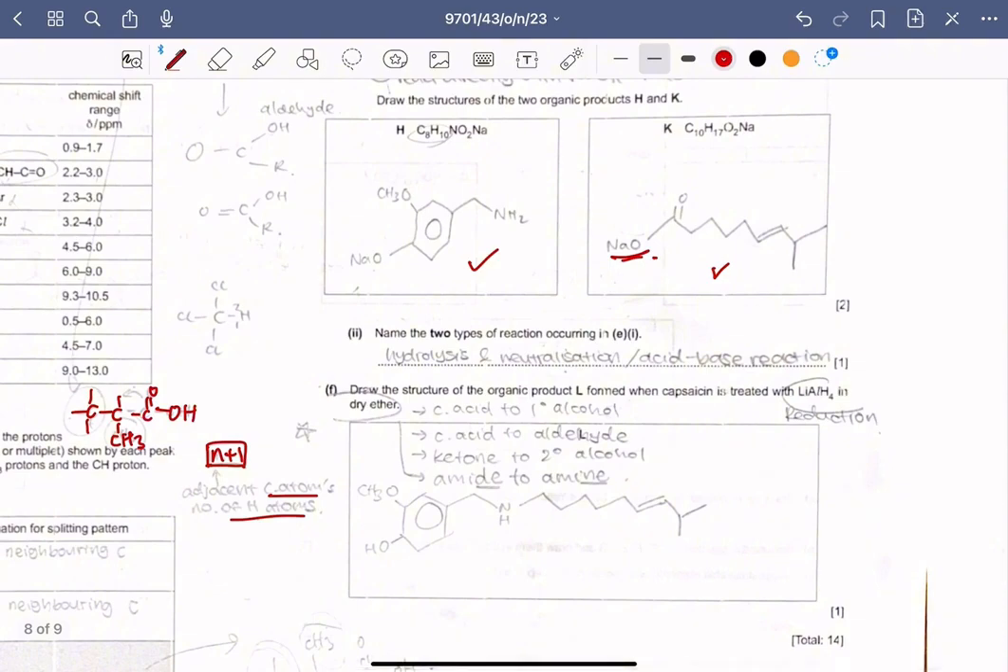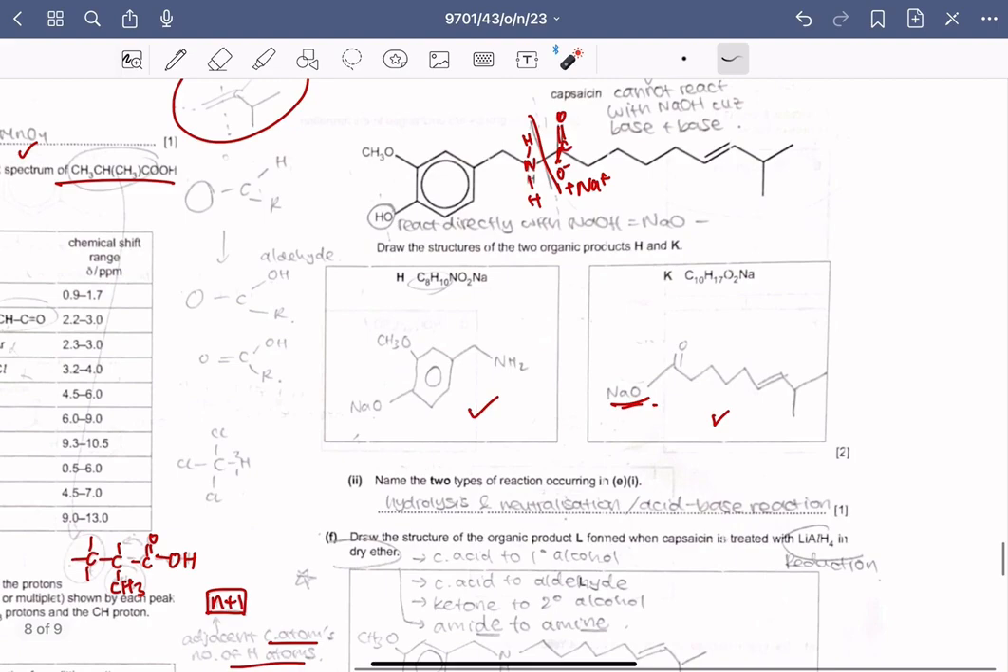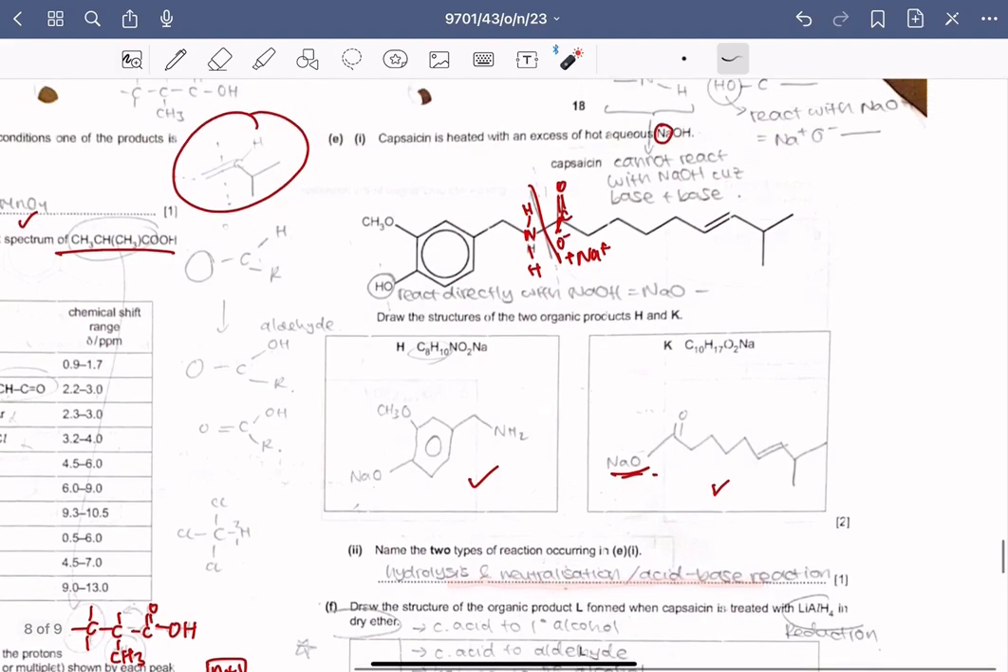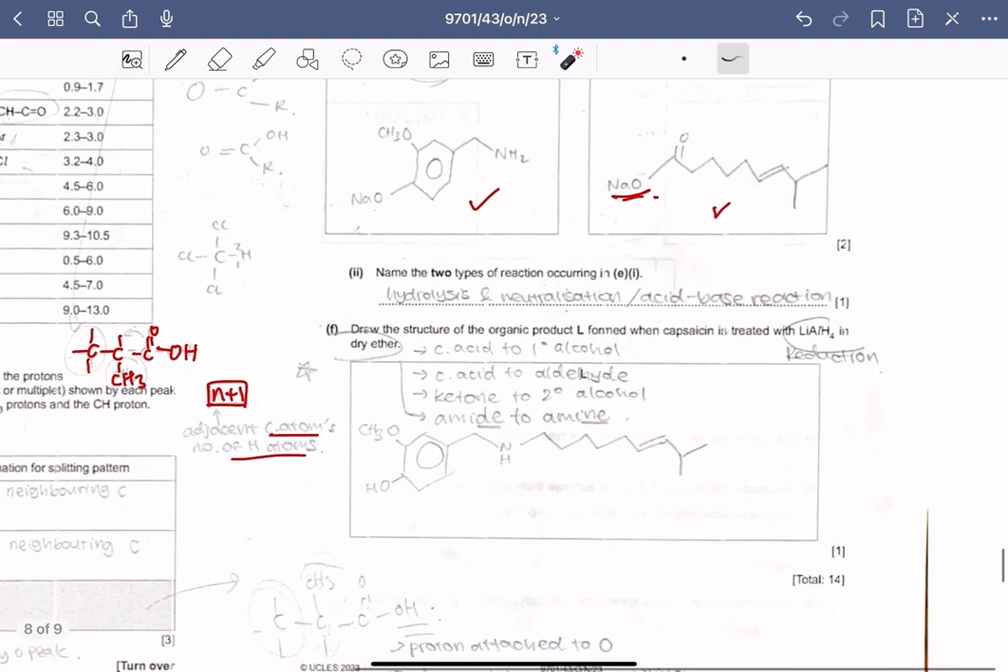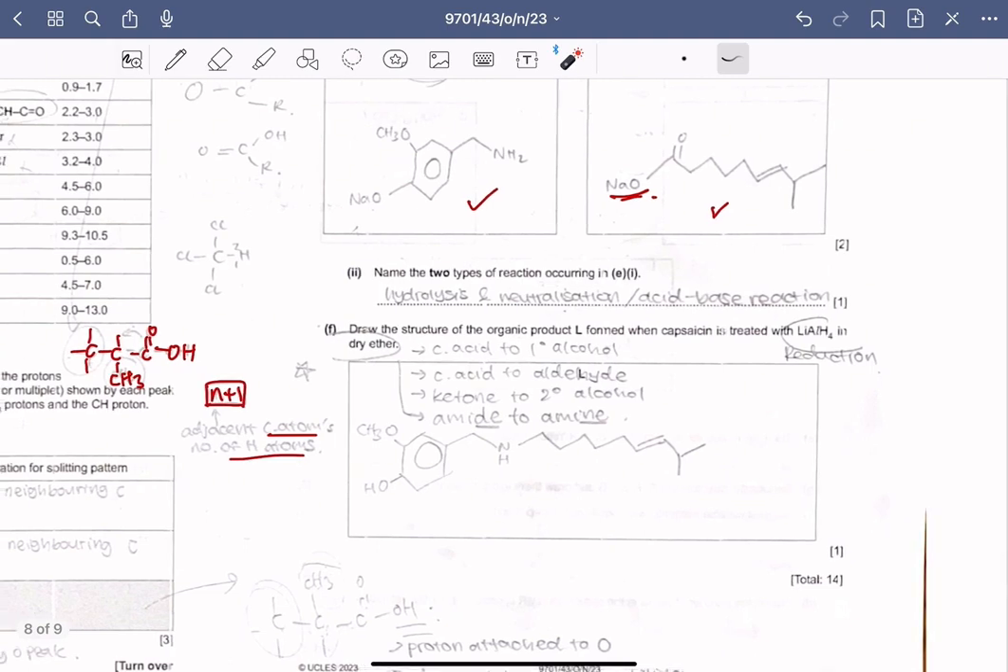Name the two types of reaction occurring in EI. It's called hydrolysis and neutralization, or acid-base reaction. Because hydrolysis is first, hot aqueous NaOH breaks or hydrolyzes the peptide bond, and so later the OH is neutralized with NaOH, forming Na+ O-. A salt is formed.